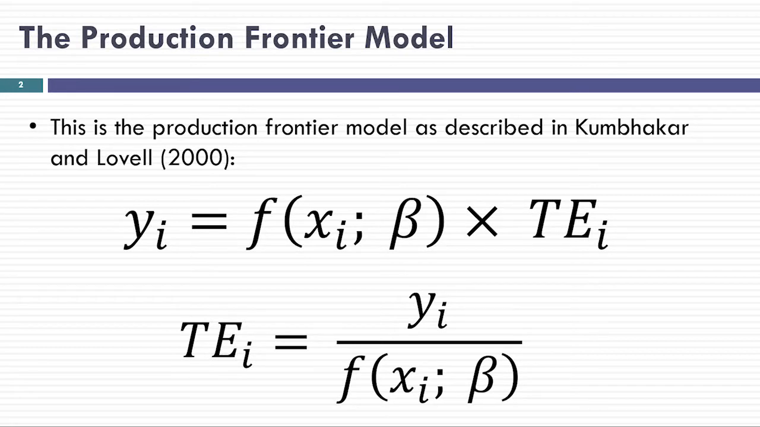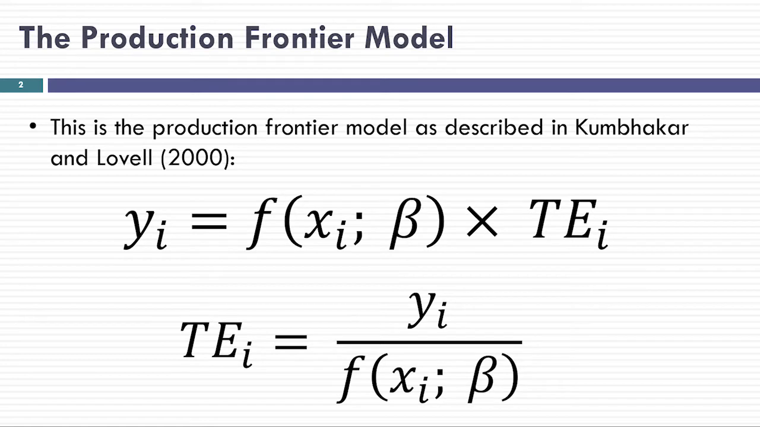Here, y sub i represents the scalar output of the producer, which in our case are the provinces. And then we have here x sub i, which is the vector of inputs used by the producer or province i. f of x sub i, beta is the production frontier to be estimated, with beta as the vector of technology parameters to be estimated, which is just like the right-hand side of a simple linear regression. Meanwhile, TE sub i is the output-oriented technical efficiency of producer i.